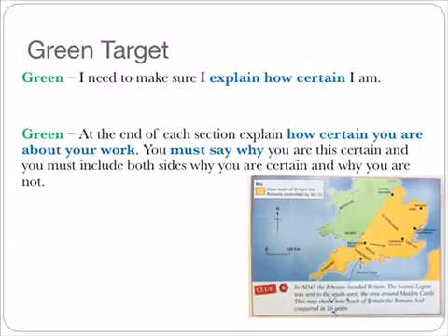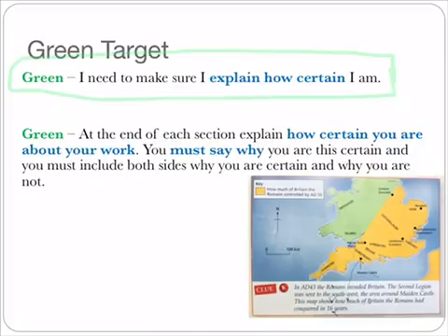Okay, so if you've got green target, then up here in green pen, there's your target. You need to write that down underneath your assessment and in your assessment sheet at the front of your book, so you know what your target is. Now this is the green target: at the end of each section, I must make sure I explain how certain I am. That's your target. So underneath here is what you need to do about it.